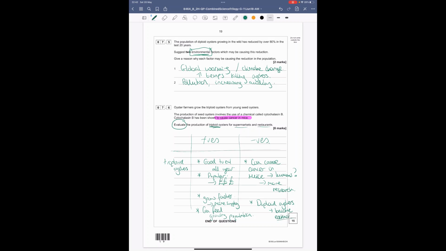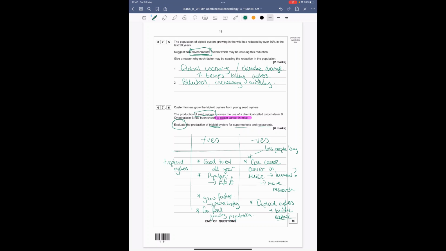And because they cause cancer, that might put people off buying them. So fewer people buy, and that is a big economic disadvantage of using it. So although they would have loads of them, there might not be a big enough population to buy them. And then, the last thing is that farmers would have to buy new seed oysters every time. That involves manufacturing them, so that could become quite expensive.